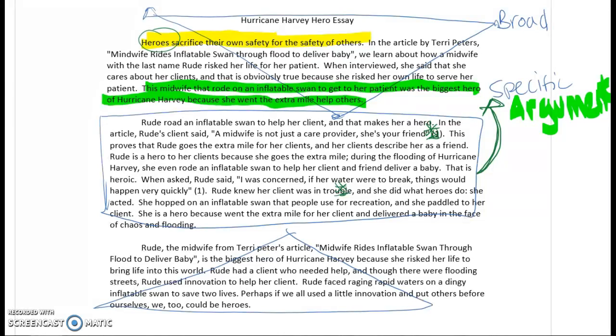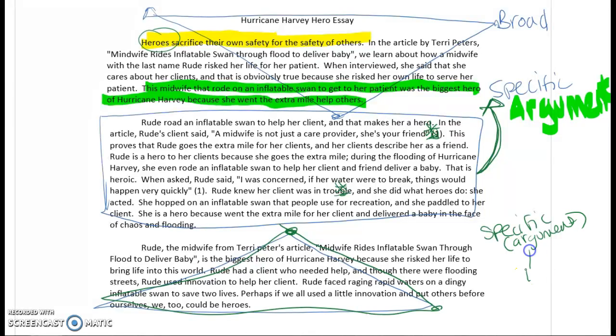Also, I want you to notice the shape of this triangle. It is a right side up triangle. That means we're going to go from really specific to broad. So we're going to state our argument first, and then move to a super broad statement. So we go from very specific to broad. So we state our argument.